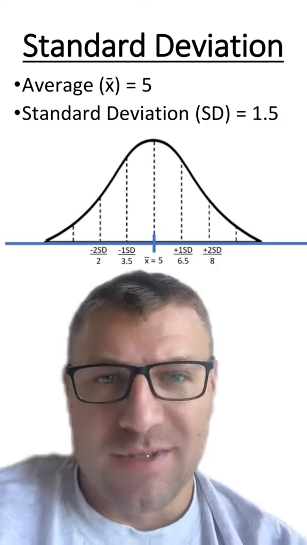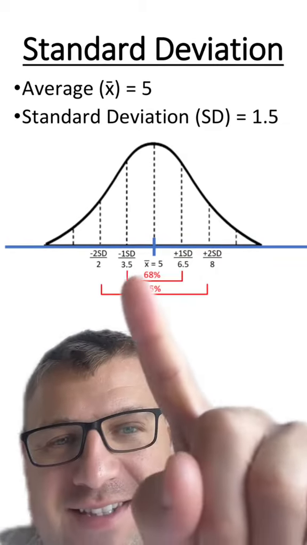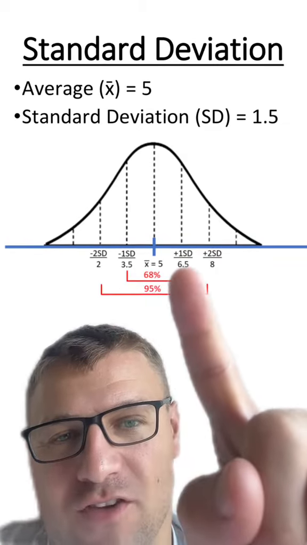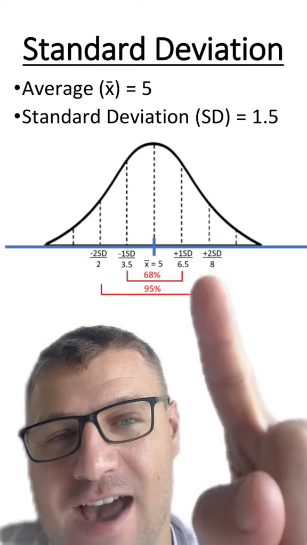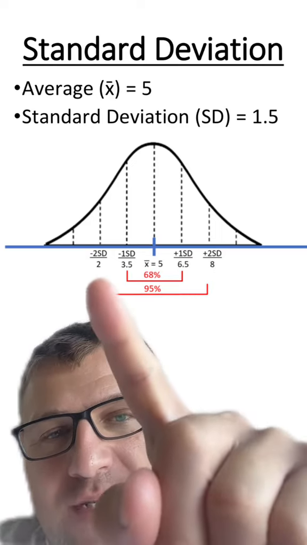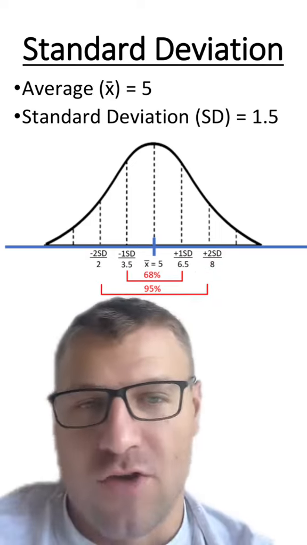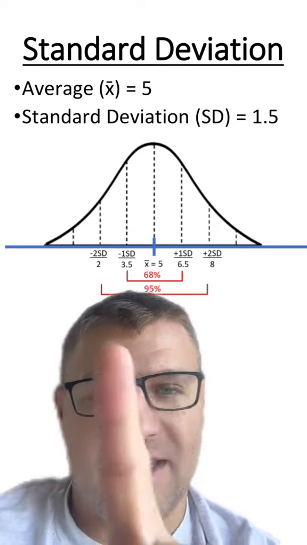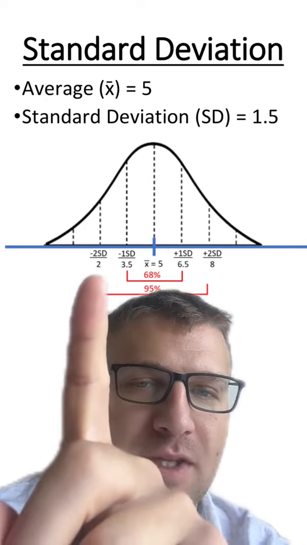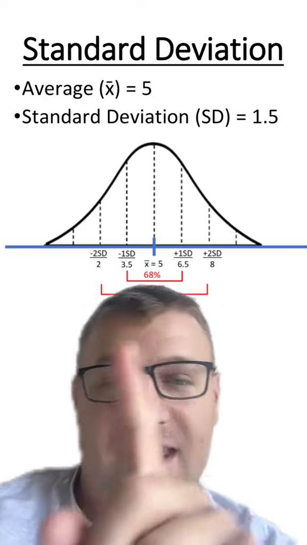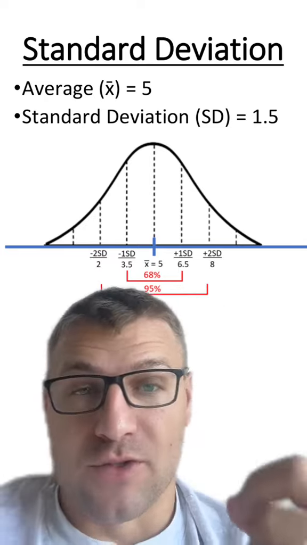Now, what does this mean? Bad joke. 68% of the data should fall between 6.5 and 3.5. 95% of the data should fall between 8 and 2. So for whatever data this was collecting, the average was 5 and 2 standard deviations was between the numbers 2 and 8. And 95% of the data are going to fall between those 2 numbers.